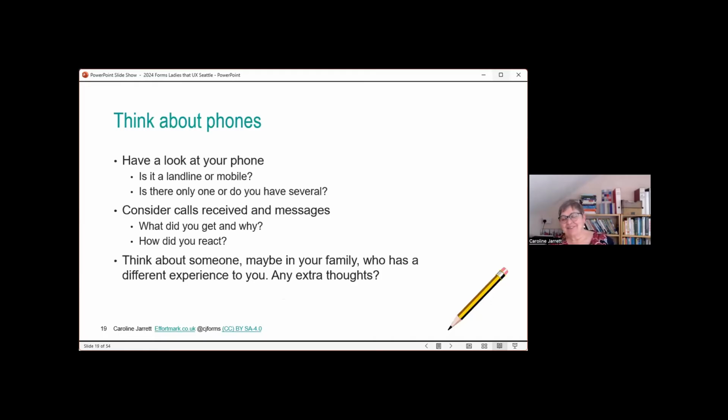So let's just think for a moment about phones. If I say to you, have a look at your phone, is that a landline or a mobile? Is there only one? Do you have several? Do you actually use it to make and receive calls or for something else? If you get a phone call, how do you react? And is there anyone you can think of who has a message or something that's different for you? Whenever you see the pencil, I hope that if you feel like raising your hand and making a comment, or typing something in the chat, please do so. So anyone got any thoughts on any of that about good old phones?